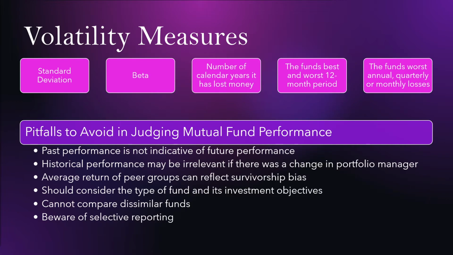Now, there are some pitfalls to avoid when you are judging mutual fund performance. The first one is a popular one that a lot of people know: past performance is not indicative of future performance. That's a really important one to know when you are looking at these volatility measures. They are using past results to calculate them, and of course, past performance does not indicate future performance. So do keep that in mind. Even though a stock or a mutual fund has performed a certain way in the past, it might not do that in the future.